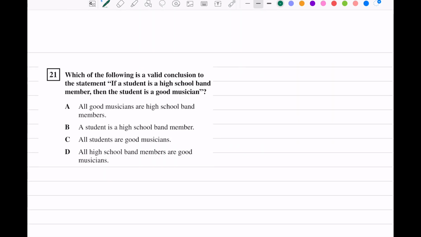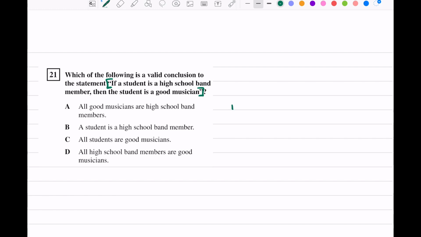Number 21. Which of the following is a valid conclusion to the statement? If a student is a high school band member, then the student is a good musician. So the question is asking, based on this statement here, what can you say? A valid conclusion is something that's based off of just that information. Option A says all good musicians are high school band members.